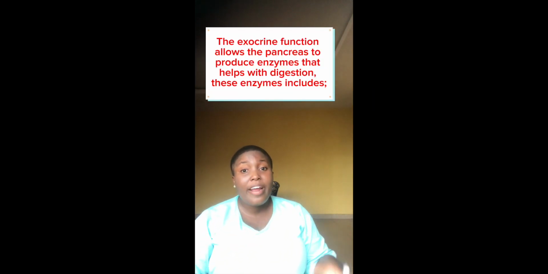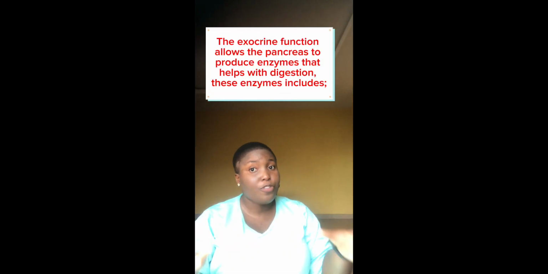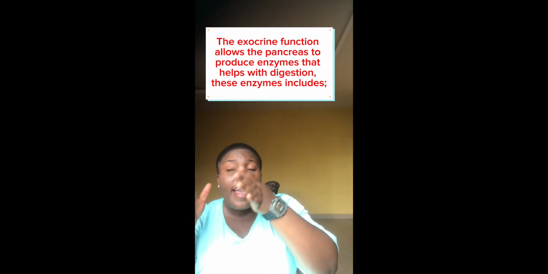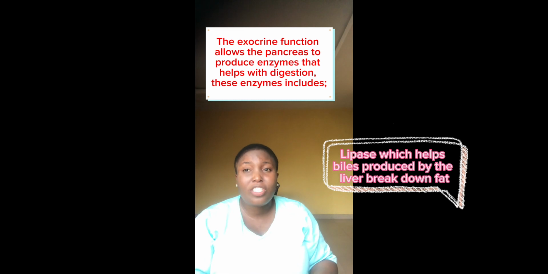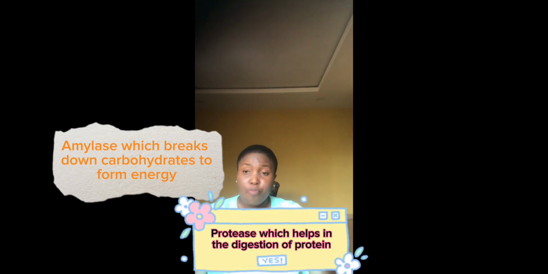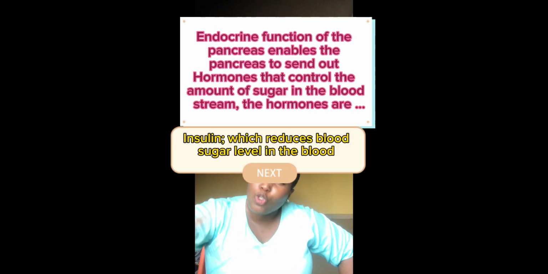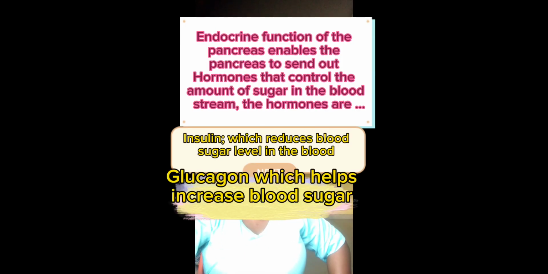The exocrine function of the pancreas enables it to produce enzymes that help with digestion, such as lipase, which works with bile from the liver and breaks down fats. The amylase works on the carbohydrates, and the protease works on the protein. Then the endocrine function of the pancreas allows it to send out hormones that control the amount of sugar.